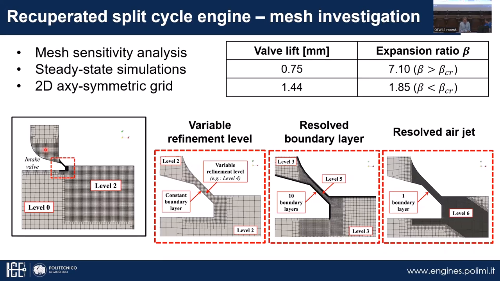The first activity was focused on the air injection phase, and in particular, a mesh sensitivity analysis was done, performing steady state simulation on a two-dimensional axisymmetric grid. Two different valve lifts were considered with two corresponding expansion ratios. One is above the critical value, and the other is below the critical value. We have investigated different grid structures, in particular changing the refinement level in the valve region, resolving the boundary layer and also trying to resolve the air jet.